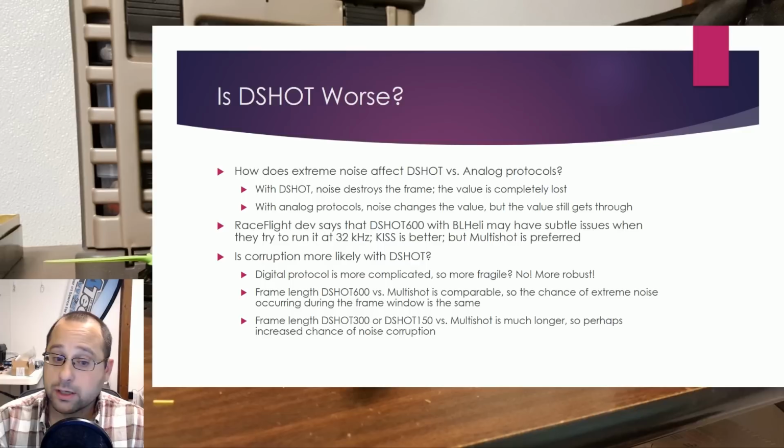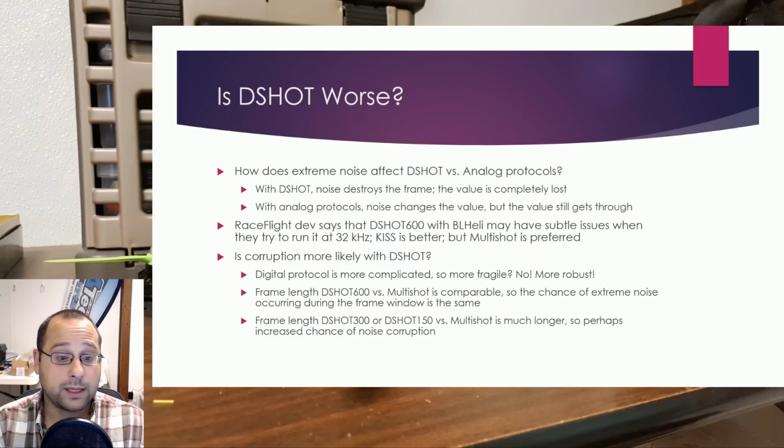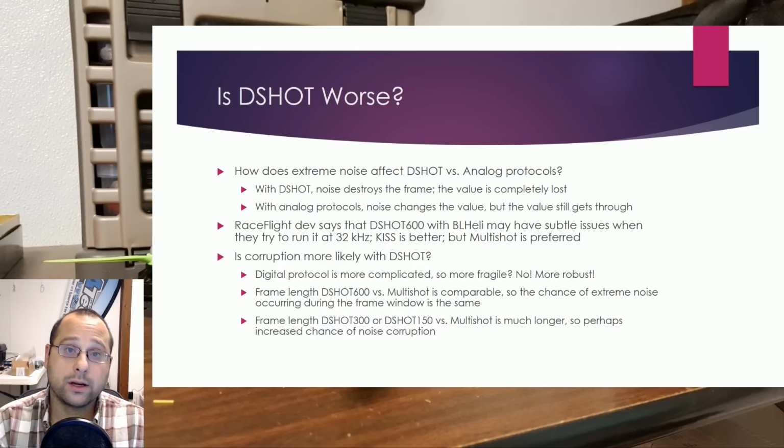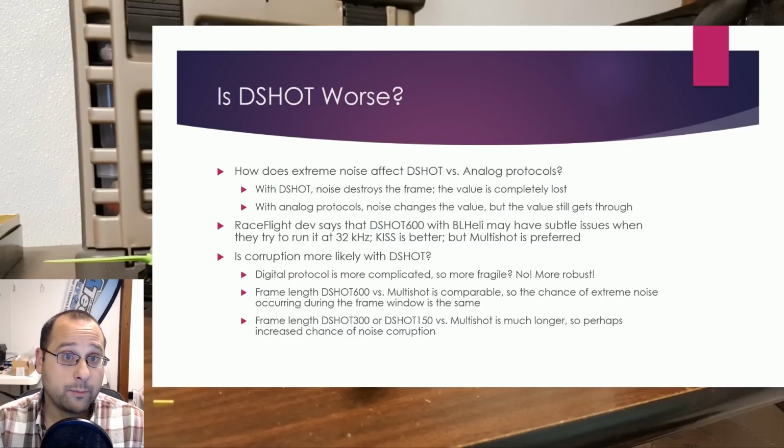The frame length of Dshot 300 or Dshot 150 versus Multishot is much longer, though, as much as roughly 4 times longer for Dshot 150. So that means if the frame is 4 times longer, it's 4 times as likely that you're going to experience corruption in that window. But Dshot being a digital protocol may be, and is, more resistant to corruption from noise. So that's the unquantifiable thing there. It's 4 times more likely to be corrupted because the frame is longer, but then how much less likely is it to be corrupted because it's a well-designed digital protocol? And I don't know the answer to that.